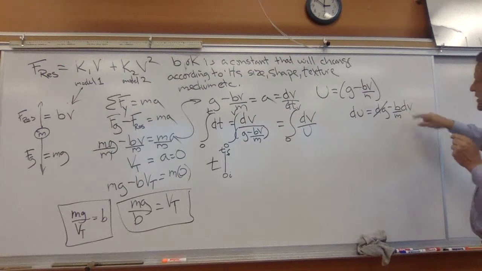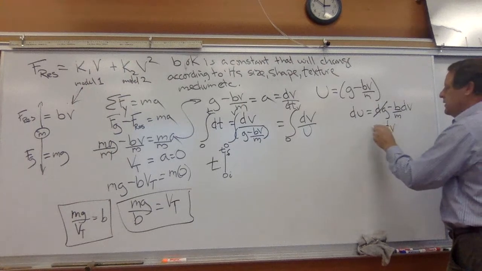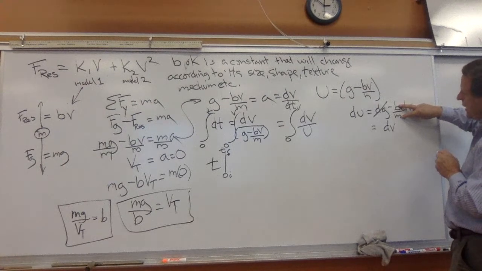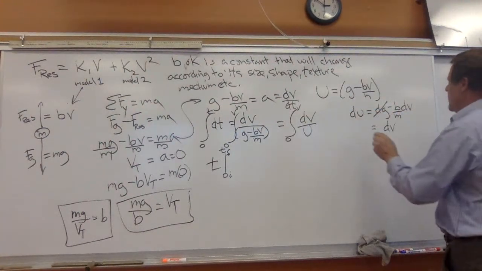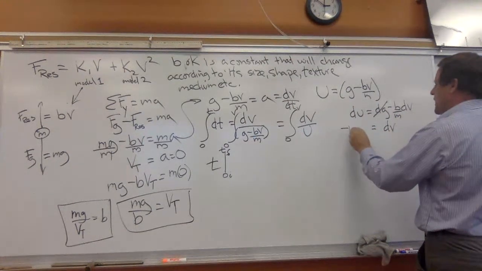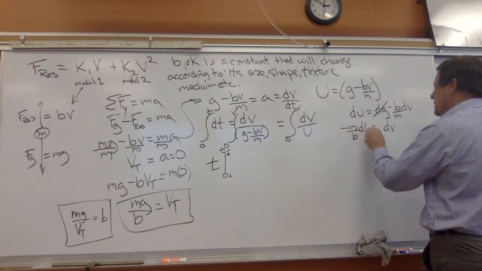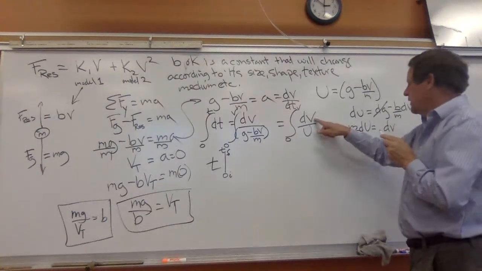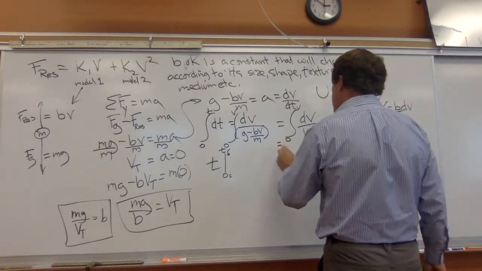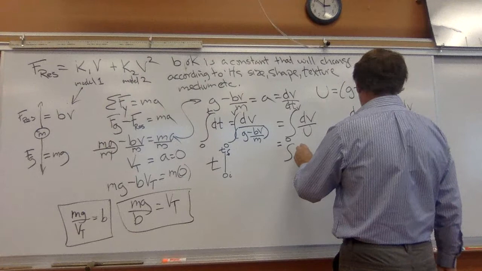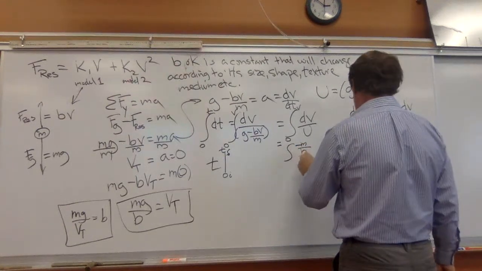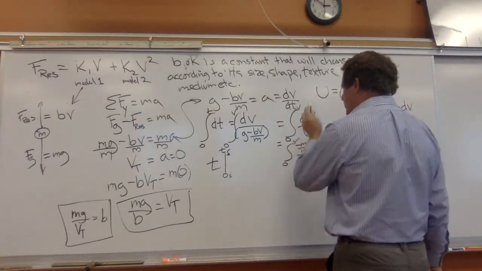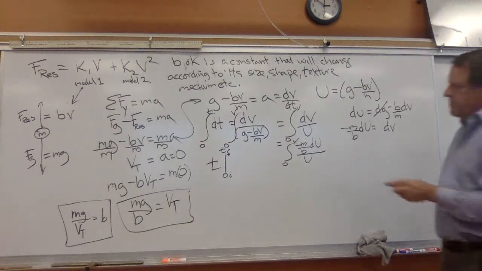And what we want is to get dv all by itself. So we're going to divide both sides by negative b over m, and when it comes over here, we're going to just invert that. So we're going to get dv equals negative m over b du. Okay, so now that we know what dv is, we can substitute that in there, and we're going to get the integral of negative m over b du over u from 0 to v.